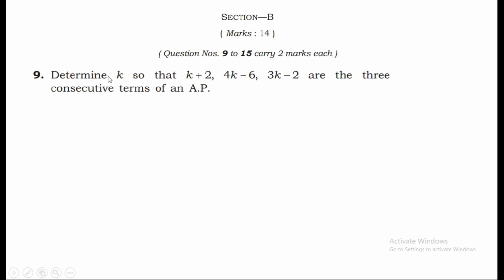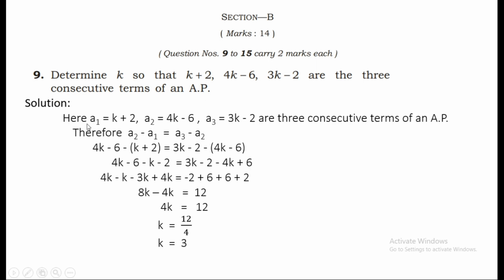So you have to determine k so that k plus 2, 4k minus 6 and 3k minus 2 are the 3 consecutive terms of the AP. Let us see the solution. So here A1 is what? k plus 2. A2 is what? 4k minus 6 and A3 is 3k minus 2. Why is it A1, A2 and A3? Because it is mentioned that they are the consecutive terms of an AP. Consecutive means one after another.